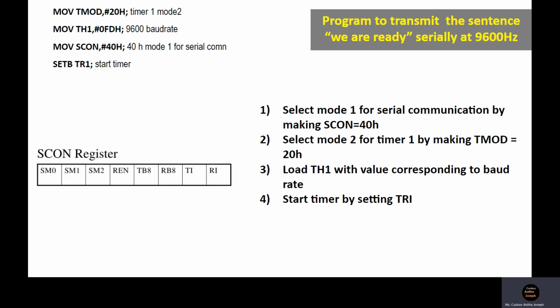MOV TMOD, #20H will load 20H into TMOD register, and this will select mode 2 for timer 1. Then the initial count FD should be stored into TH1 for 9600 Hz baud rate. MOV TH1, #0FDH will do that. Then MOV SCON, #40H will select mode 1 for serial communication with reception not enabled. Then SETB TR1 will start the timer. Now we have taken care of all the initial steps. Now we are ready to transmit data.